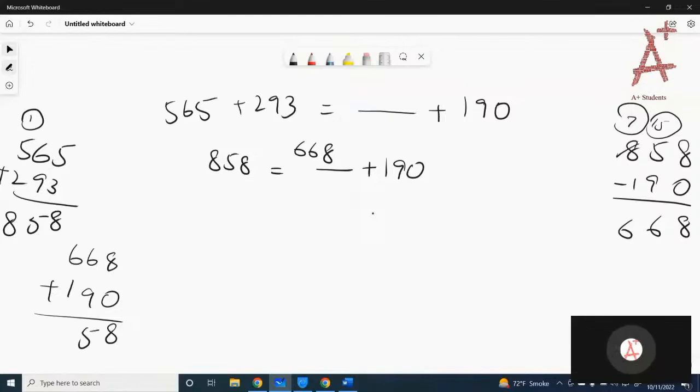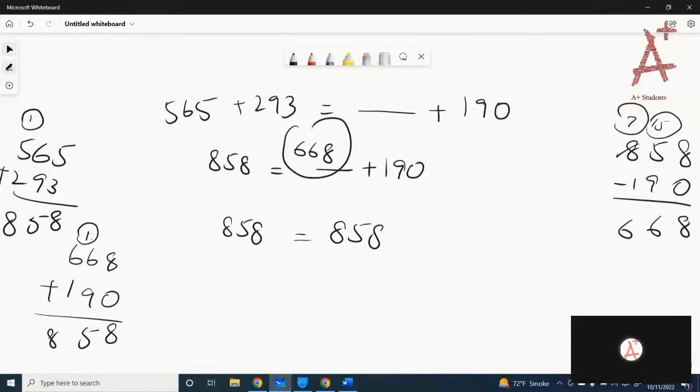Write the 5 here and carry 1. So it would be 6, 7, and 8. So it would be 815. See, both sides of the equation are exactly equal. That means 668 is the number that balances the equation. Got it? So the correct option is 668. Select the correct option and click on the OK button.